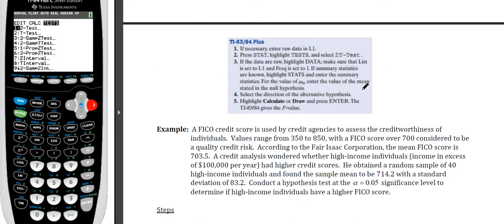However, here, since we're doing hypothesis tests on a mean, what we're going to do is actually T-Test. It'll still be based on the t-statistic, just like the confidence interval for a mean was. We use TInterval for that. However, in this case, we're doing a hypothesis test, so we're going to use T-Test instead.